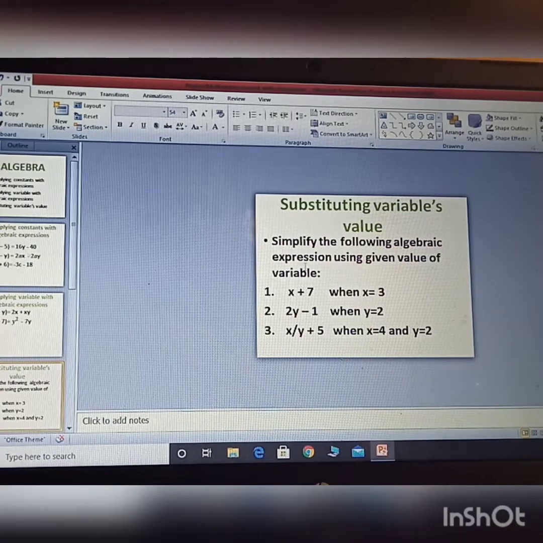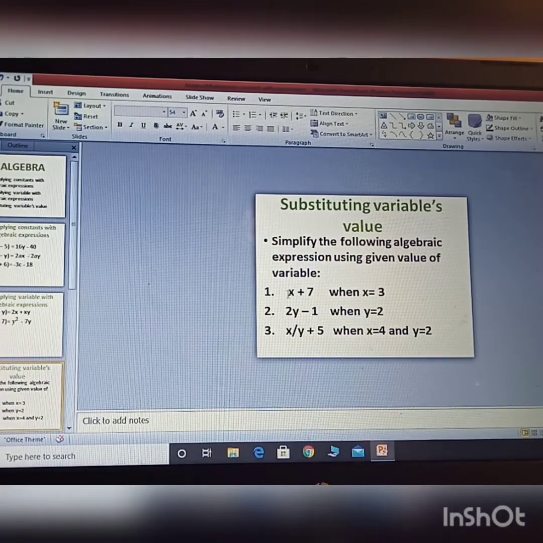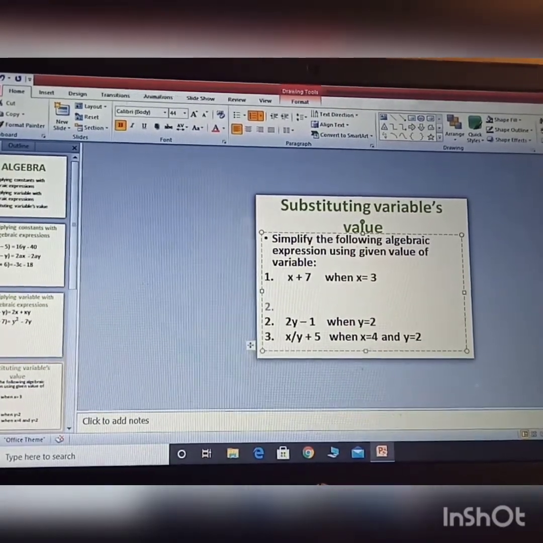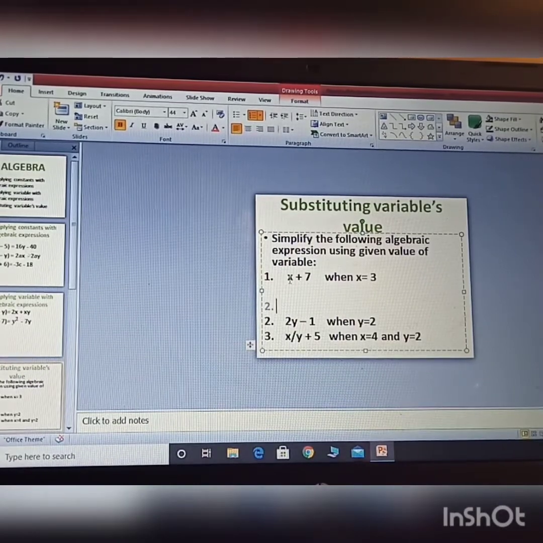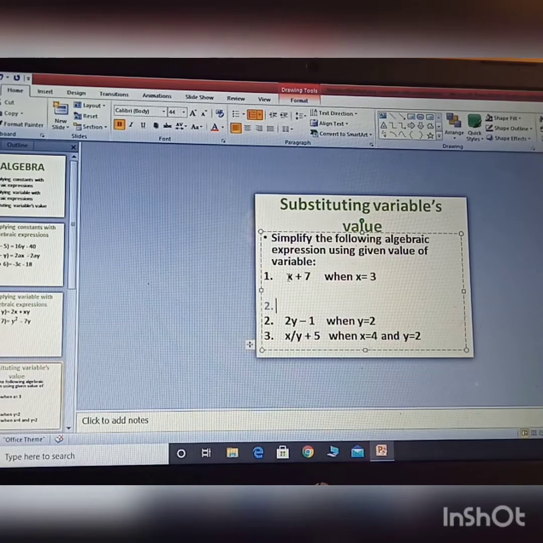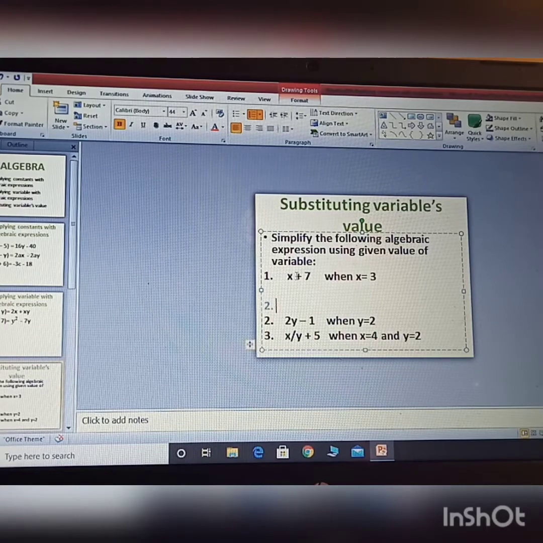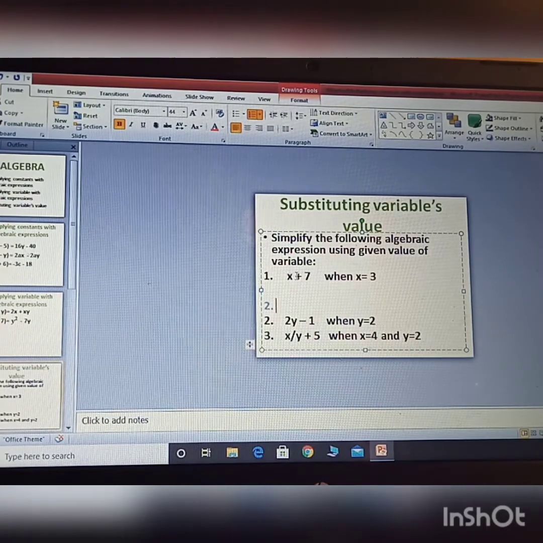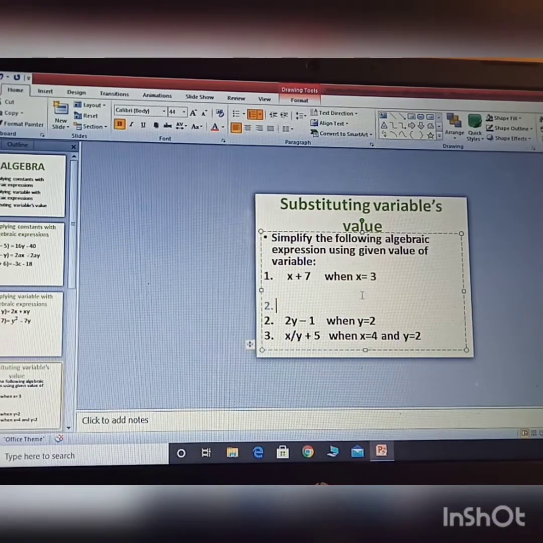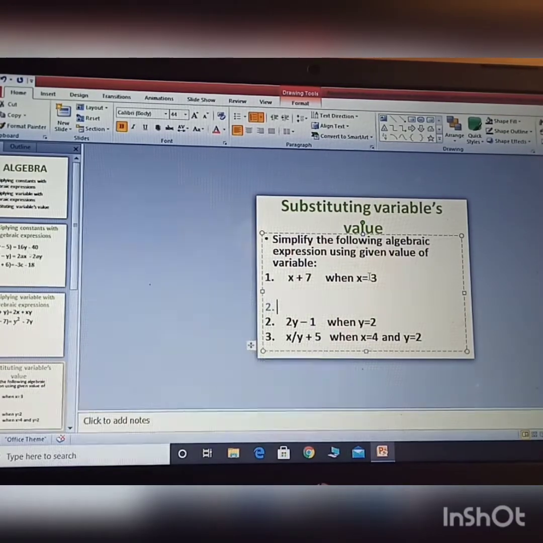Simplify the following algebraic expression using given value of variable. I will show you this using 3 examples. Very simple and easy examples. This is the initial of this target actually. So I am showing you very simple examples. Once you go a little in advance of this concept, definitely difficult expressions are being given, and you can substitute the value, and then you can get the answer of it.